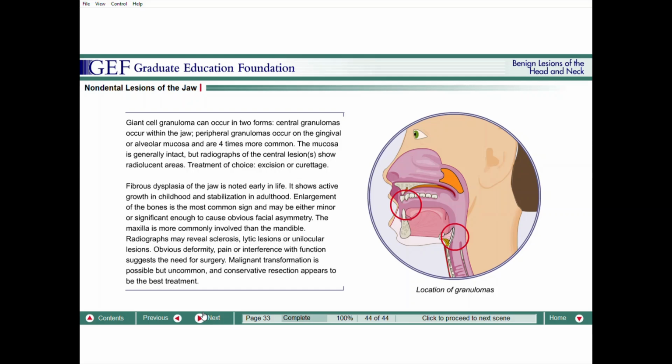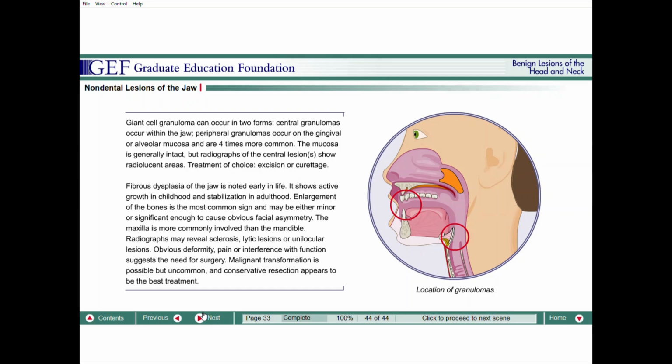Fibrous dysplasia of the jaw is noted early in life. It shows active growth in childhood and stabilization in adulthood. Enlargement of the bones is the most common sign and may be either minor or significant enough to cause obvious facial asymmetry. The maxilla is more commonly involved than the mandible.